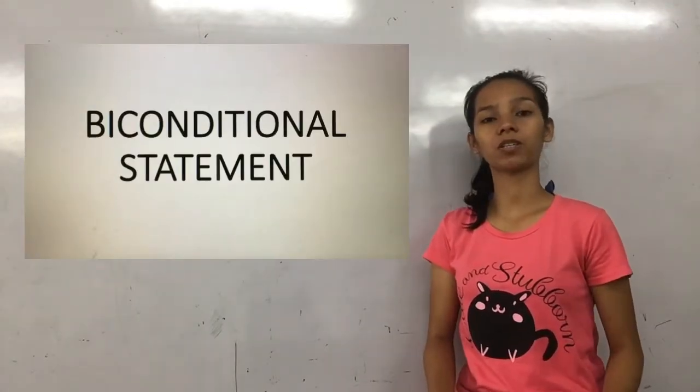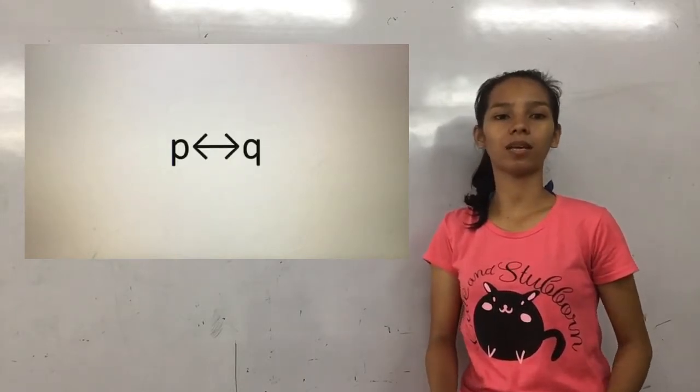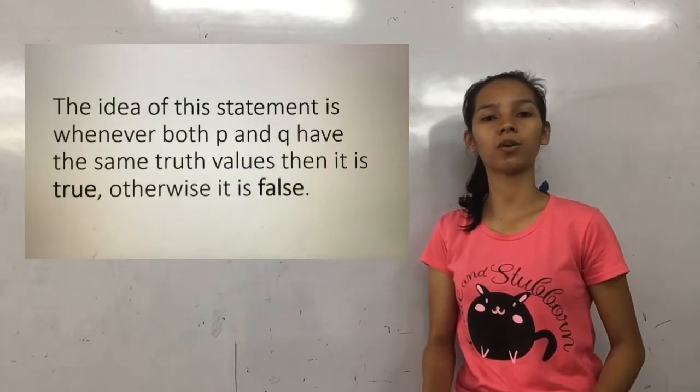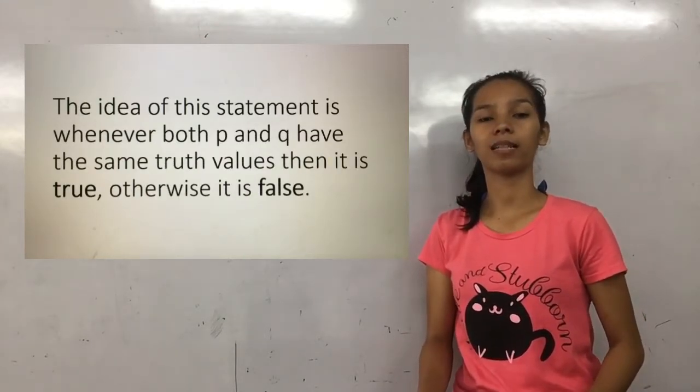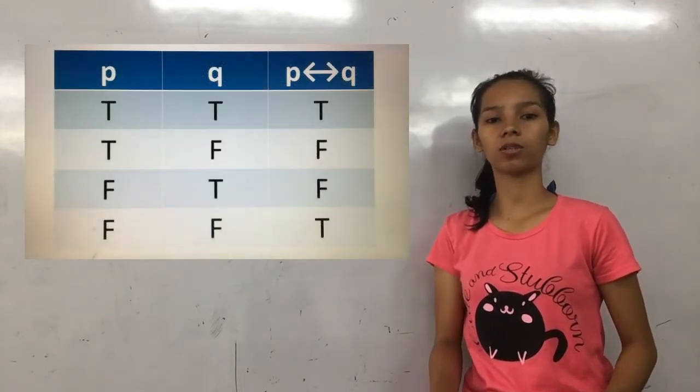The last one is biconditional statement. It has the symbol P if and only if Q. The idea of this statement is whenever both P and Q have the same truth values, then it is true. Otherwise, it is false. Now let's go on to the truth table.